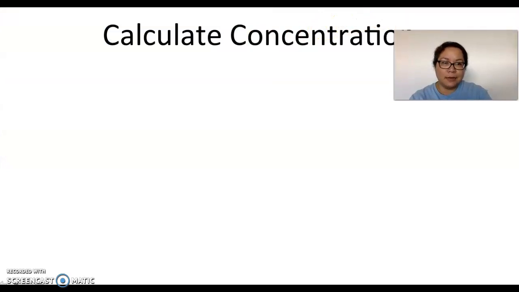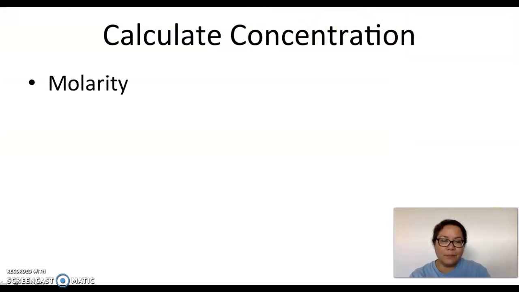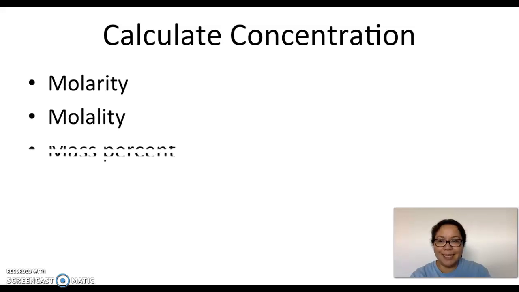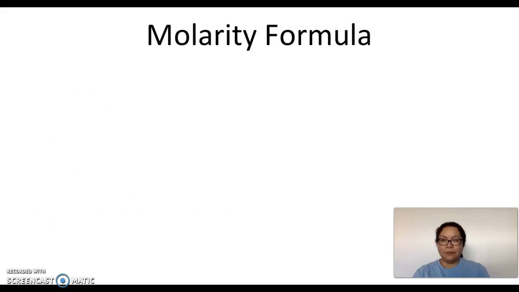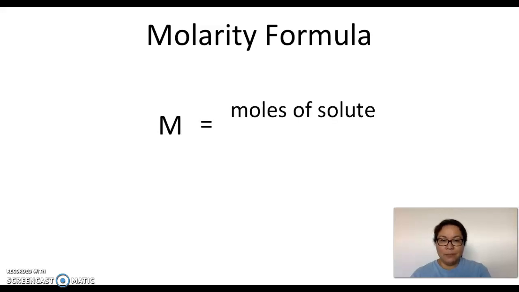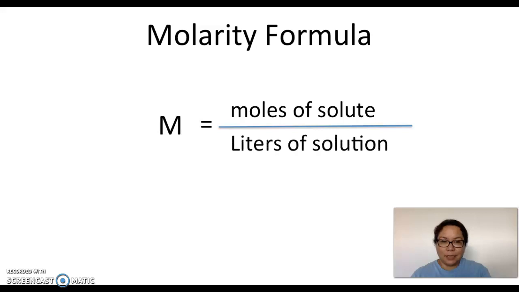Now, we have to calculate the concentrations using molarity, molality, mass percent, volume percent, and parts per million. The molarity formula is represented by a big capital M, that is for molarity, and the formula for molarity is big M equals moles of solute divided by the liters of solution. And we're going to have to go back to the concept of moles.